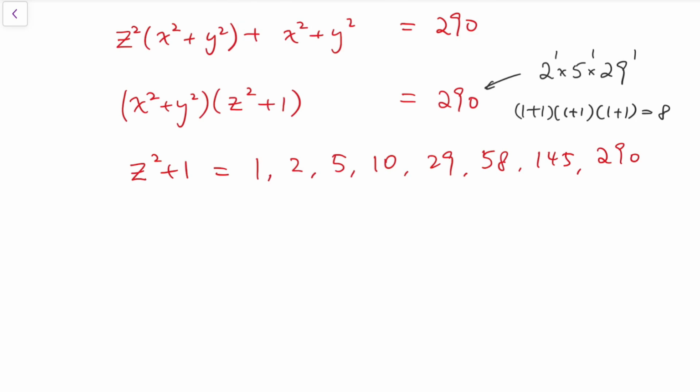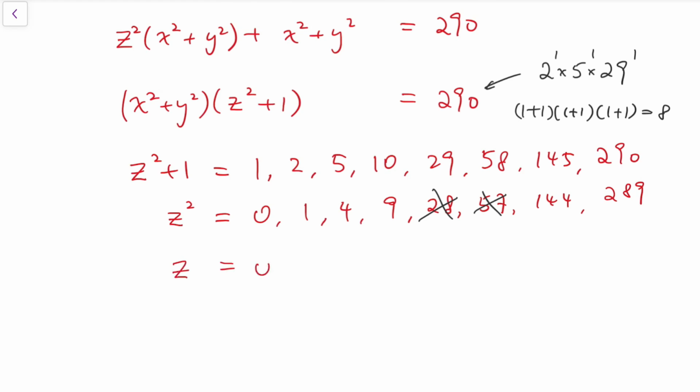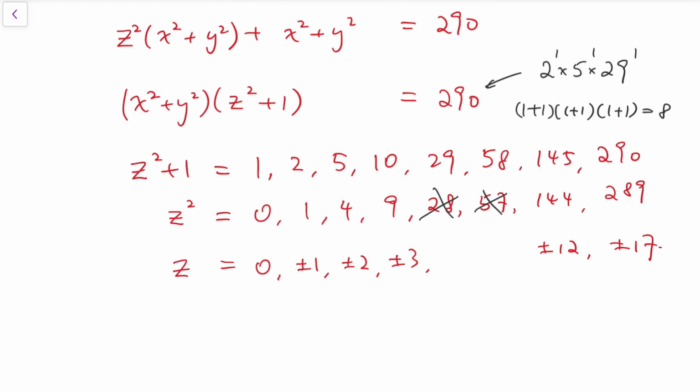So now we can solve for z. So z squared is equal to either 0, 1, 4, 9, 28, 57, 144, or 289. And only these two cases, 28 and 57, will not give integral solutions. For the others, we have z equals 0, plus or minus 1, plus or minus 2, plus or minus 3, plus or minus 12, and plus or minus 17. Now it remains to solve for x and y.